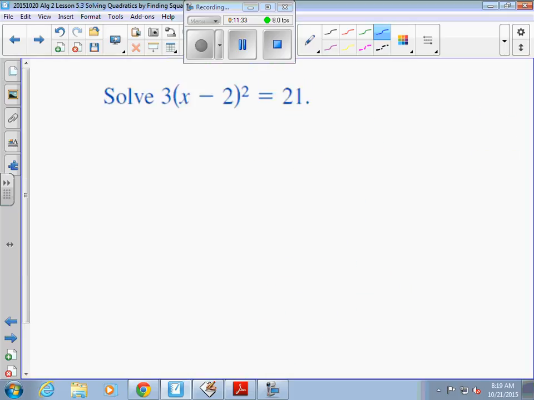Here's another one. Try this one. Take about a minute. This one's a whole lot more like the example we just looked at. 3 times x minus 2 squared is equal to 21.